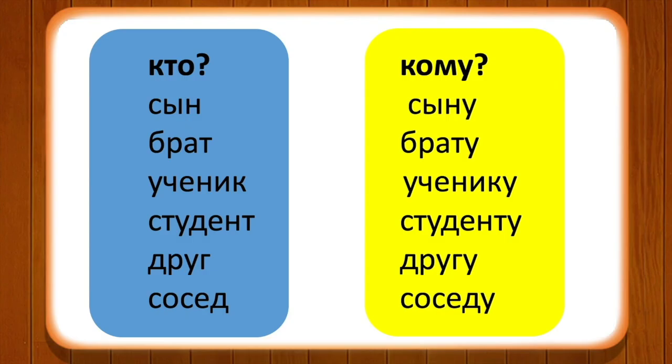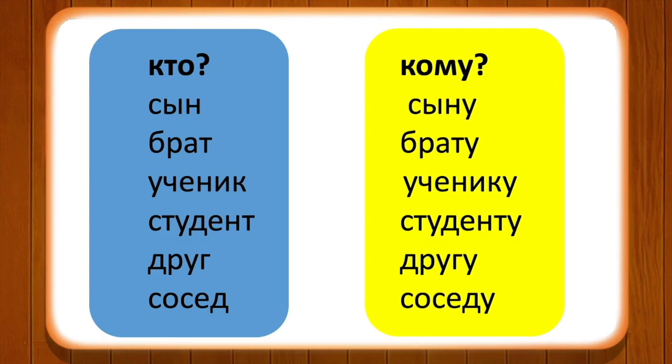So here you can use the same expression: кому вы пишете письмо? Я пишу письмо сыну. Я пишу письмо брату, ученику, студенту, другу, соседу, etc. So the question remains the same, but the noun is replaced.